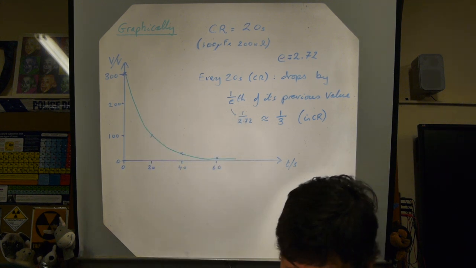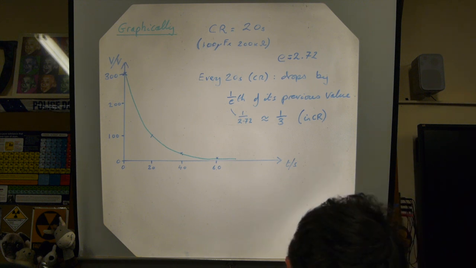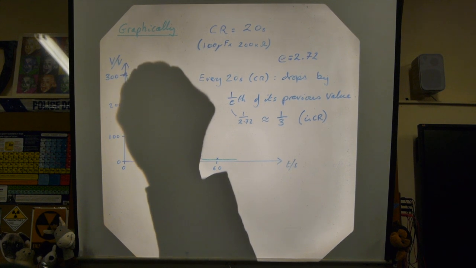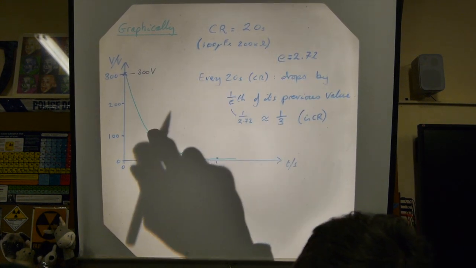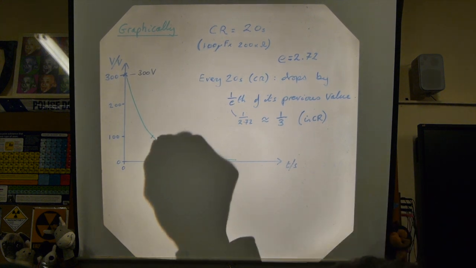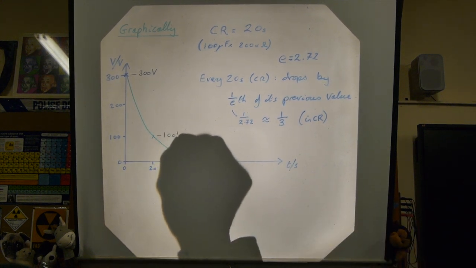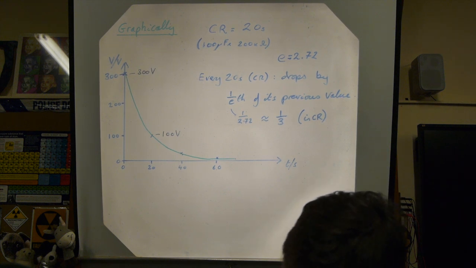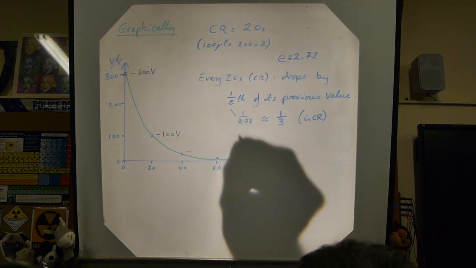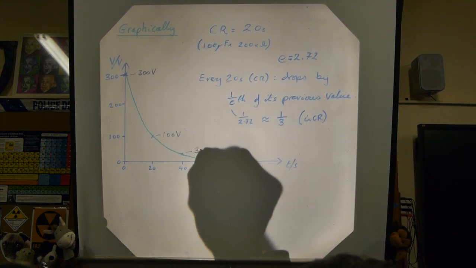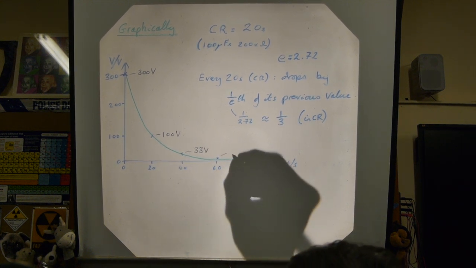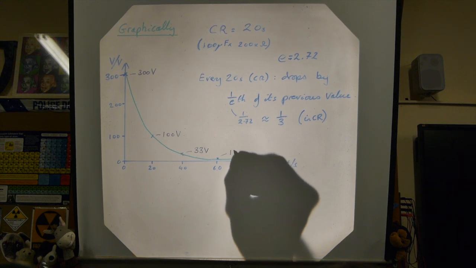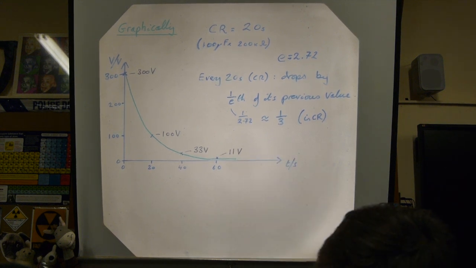Okay. Now, look at the values here. So we used our rule of thumb. At the start, it was 300 volts. After 20 seconds, it's dropped to 1/8, which is about a third of that, which is about 100 volts. And after another 20 seconds, a third of that, about 33 volts. And after another 20 seconds, a third of that, approximately 11 volts.